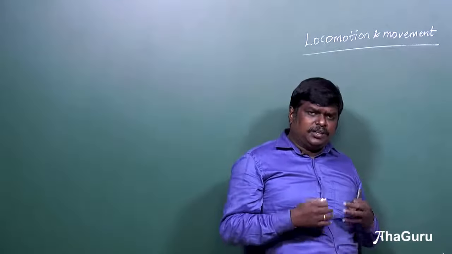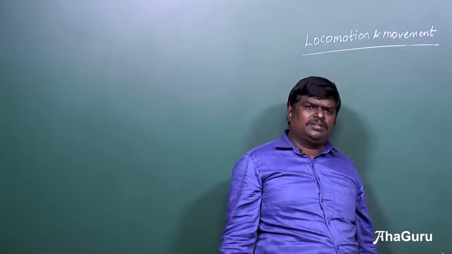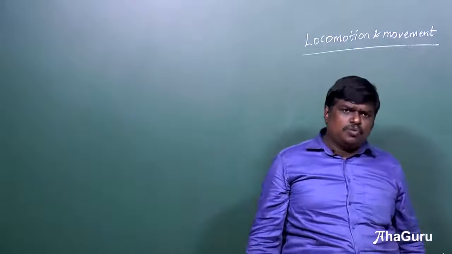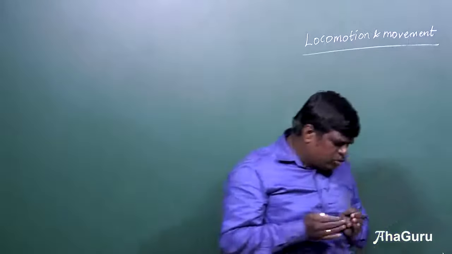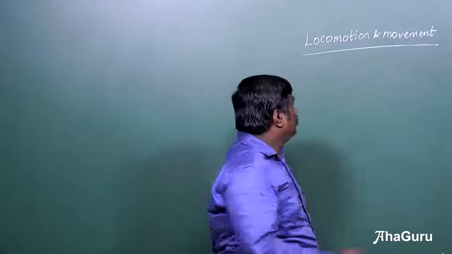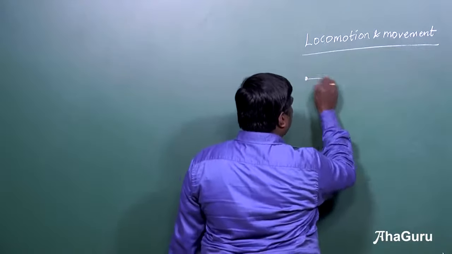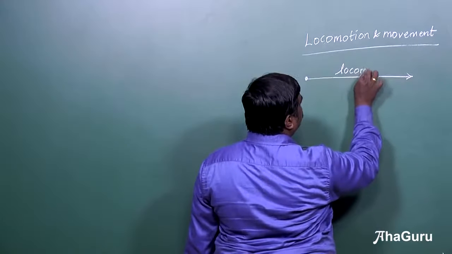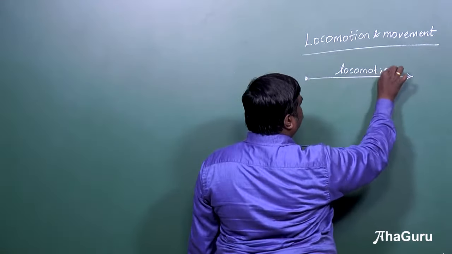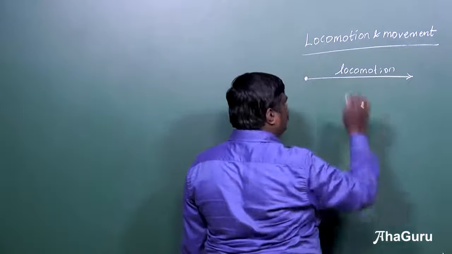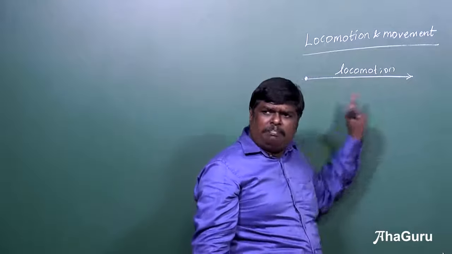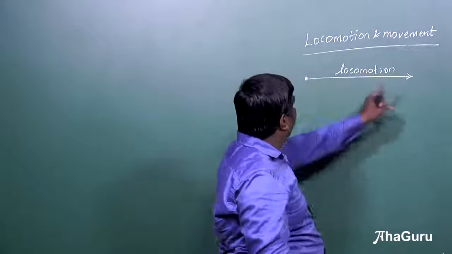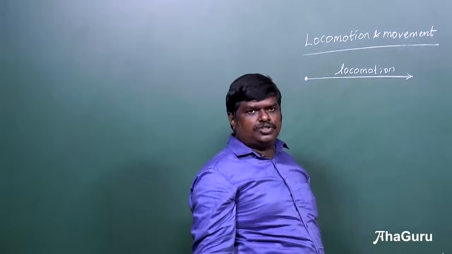Certain organisms locomote on their own. Certain organisms need some other organism to locomote. What is locomotion? Moving from one place to another place. Movement of an organism from one place to another place, we call locomotion. Here, complete displacement of the organism takes place from one place to another. That is called locomotion.